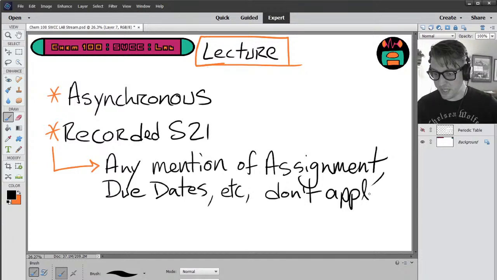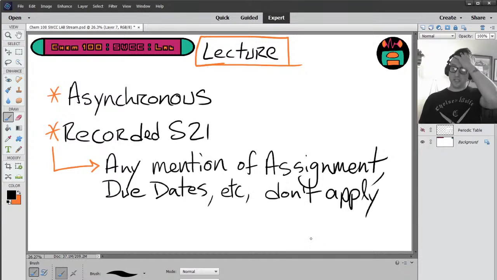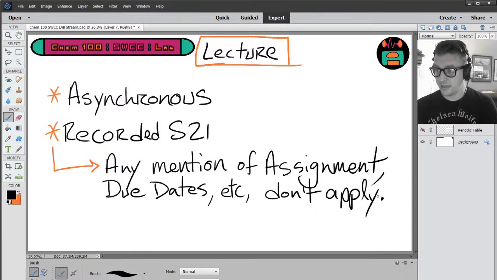I've changed a couple things this semester. There were some catastrophes last semester where I had to alter the class. So obviously all those things that relate specifically to last spring don't apply. So if you're like, "I listened to the lecture and he said something was due this Thursday," or whatever, then that doesn't apply.